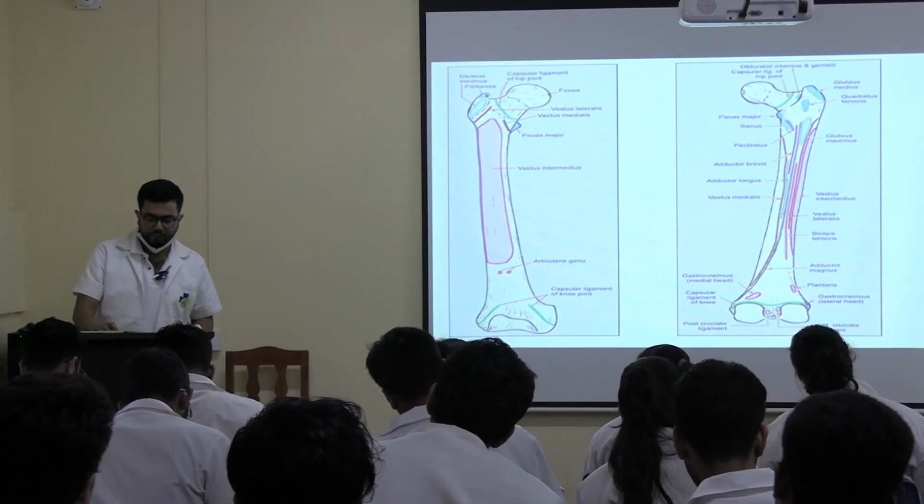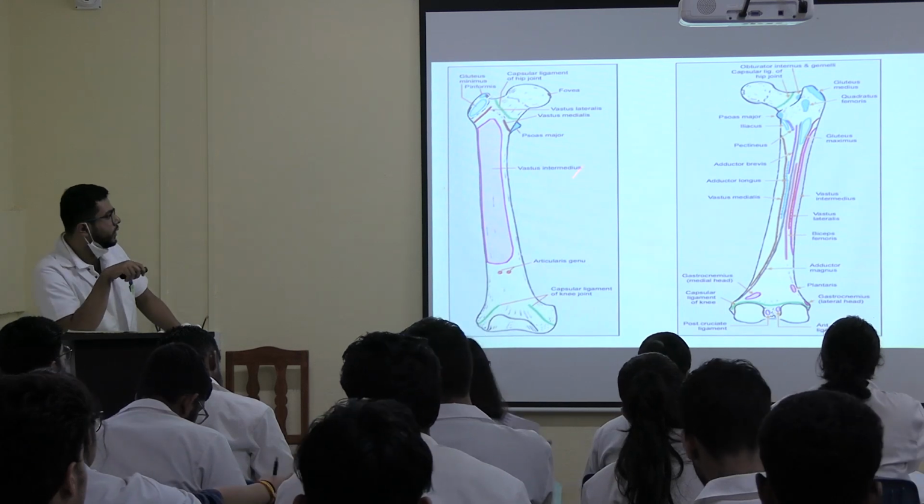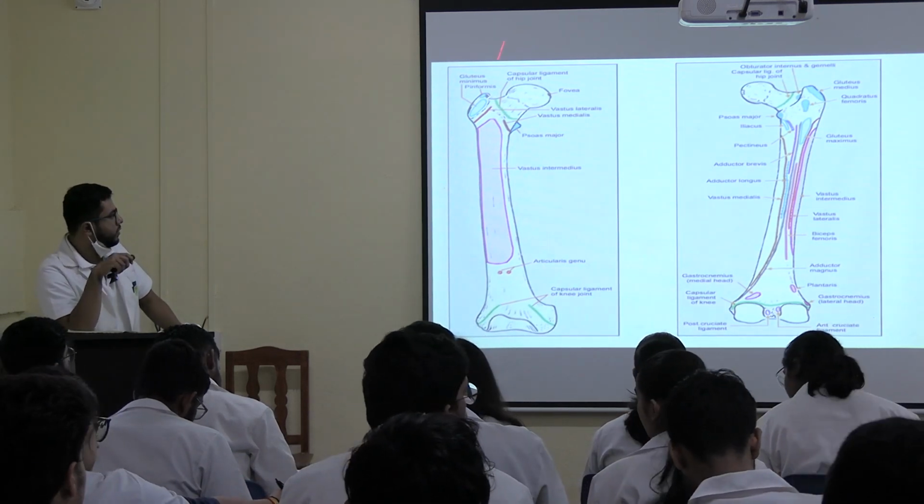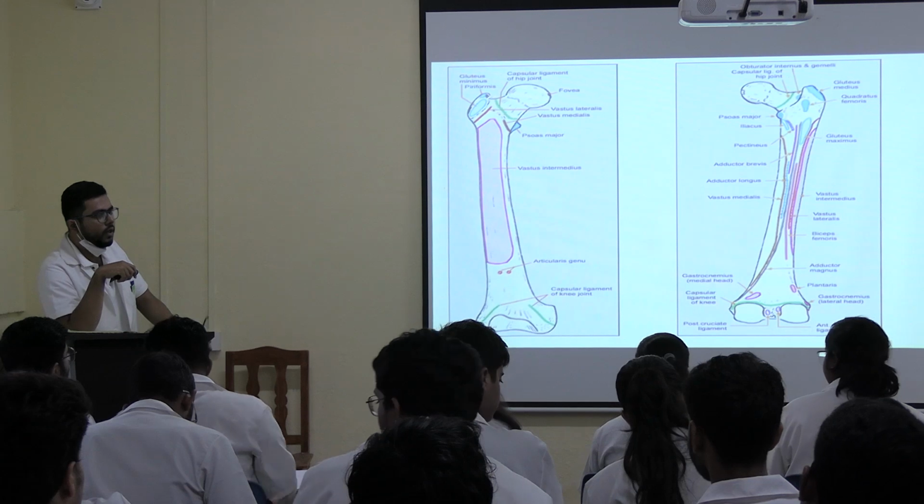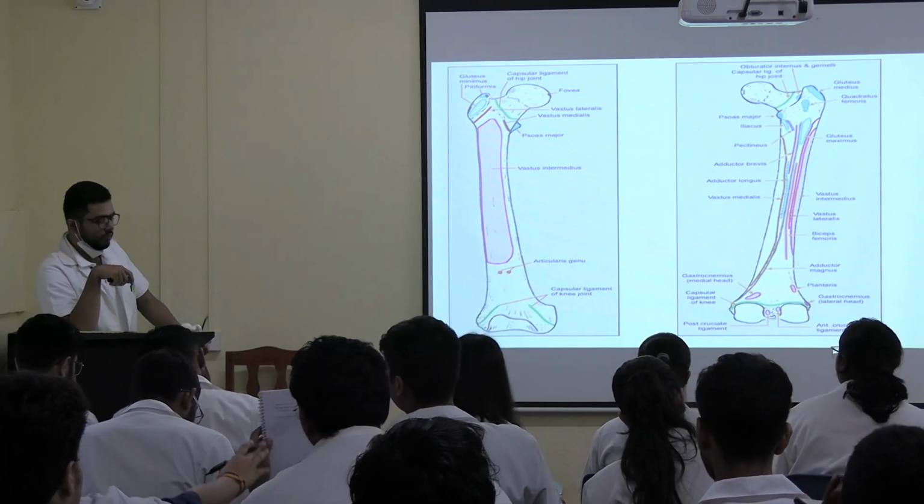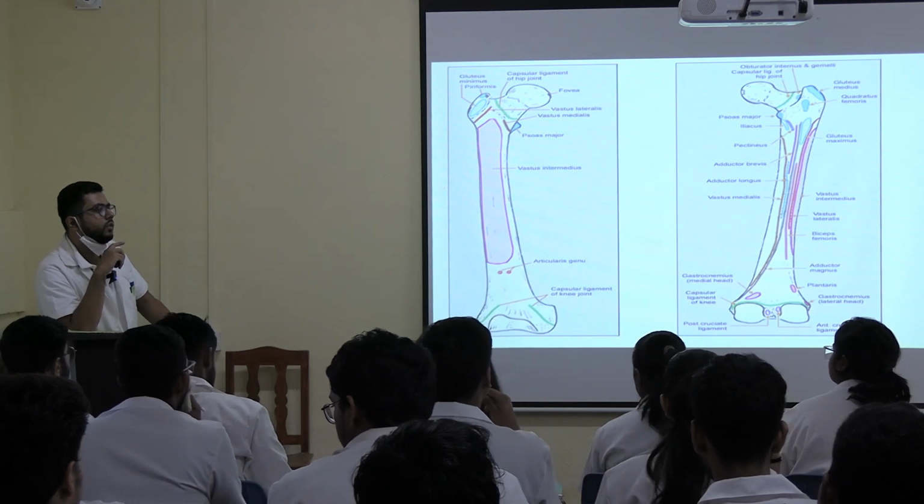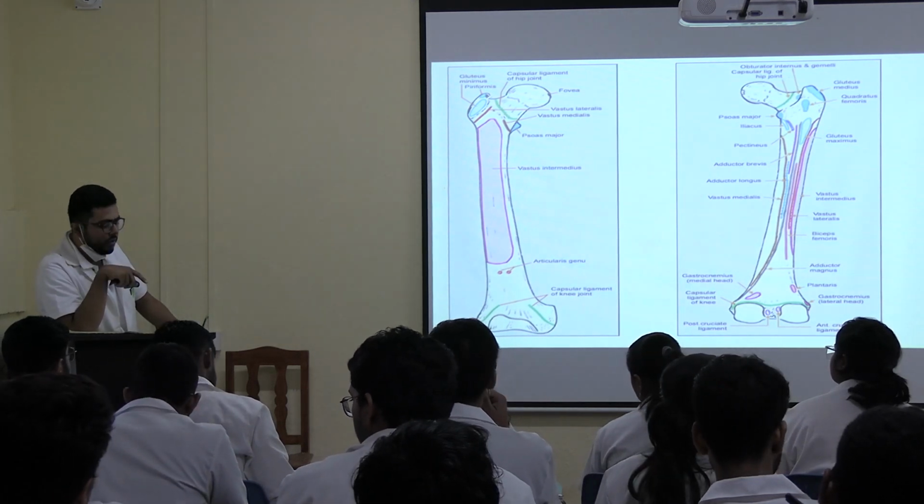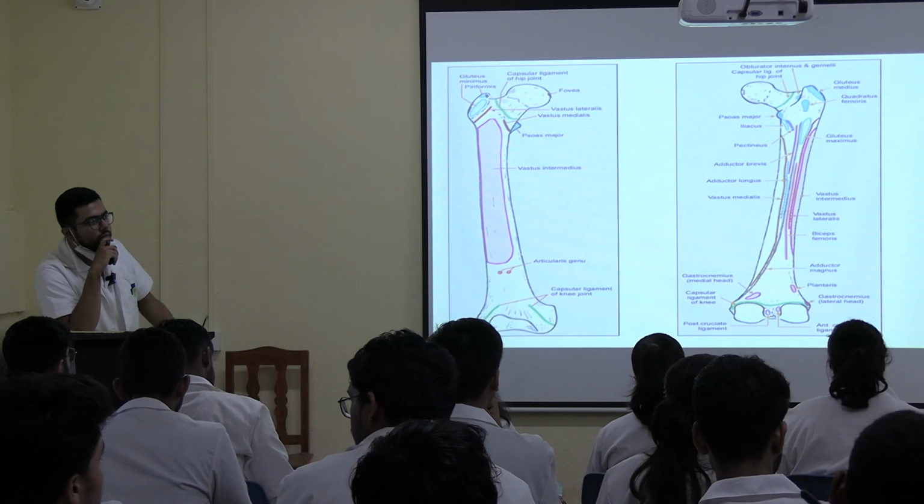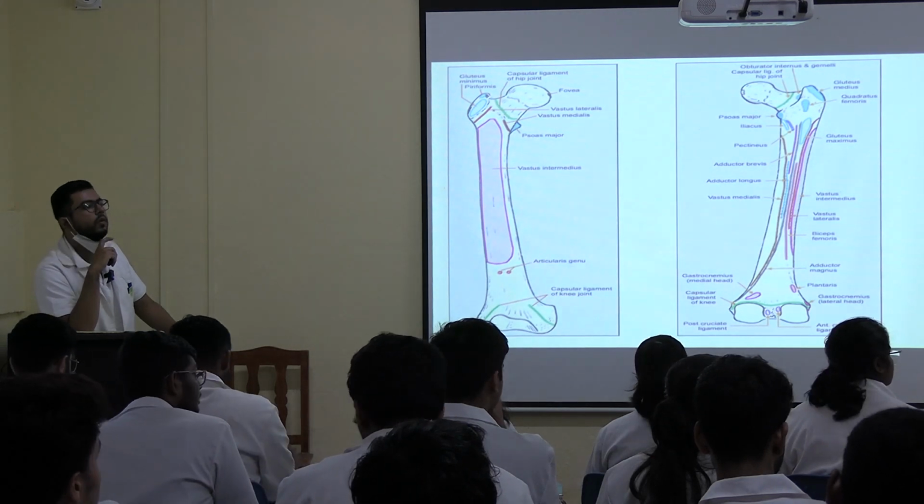This is a 2D image, okay? So here they cannot show you the lateral surface, okay? Does the shaft have lateral surface? How many surfaces does the shaft have? And?